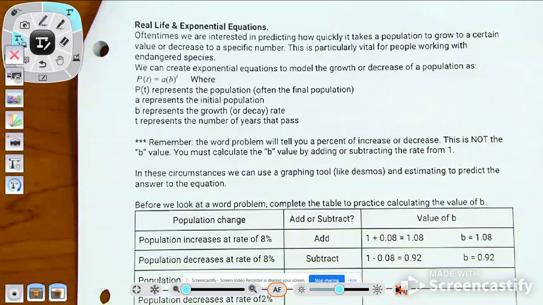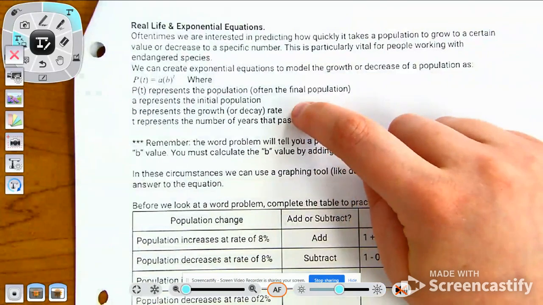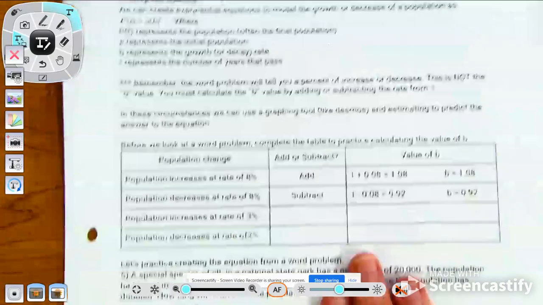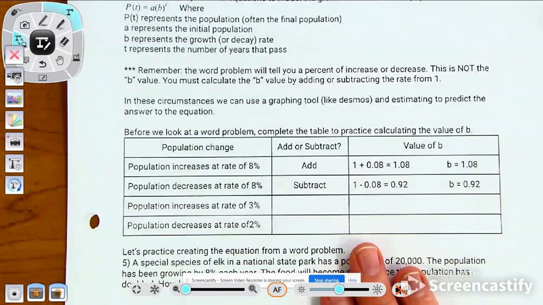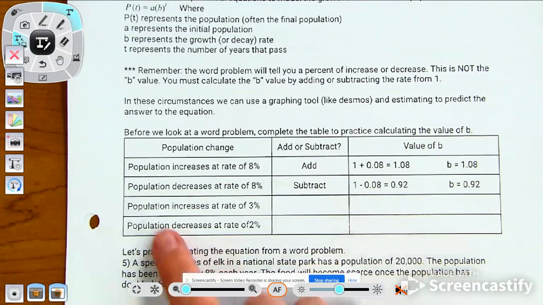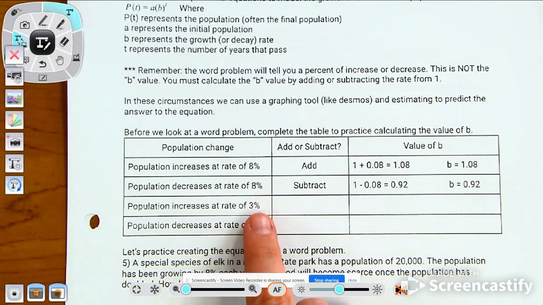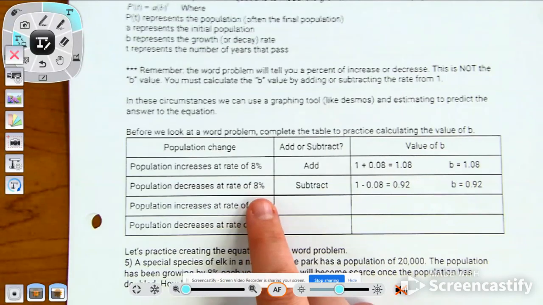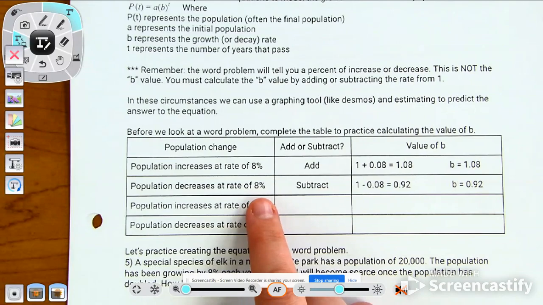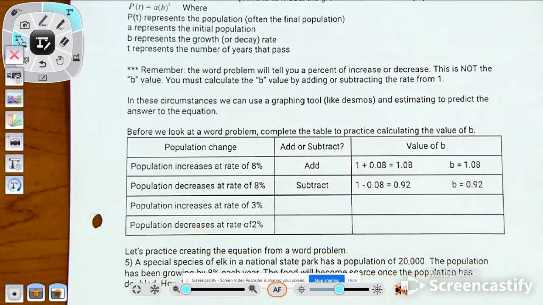One thing that's really important to note is that you do have to actually do a quick calculation in order to figure out what the value of b is. And so to do that, we look at this table here. Usually word problems will tell you that the population increases or decreases at a certain rate, and they'll tell you that percent. This value is not going to be the number that we use for the value of b. Instead, we will have to either add this number to 1 or subtract it from 1. The result that we get is going to be the number we use for b. That will be the value of our base.